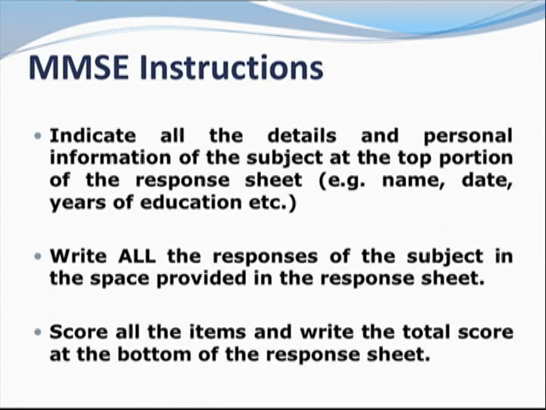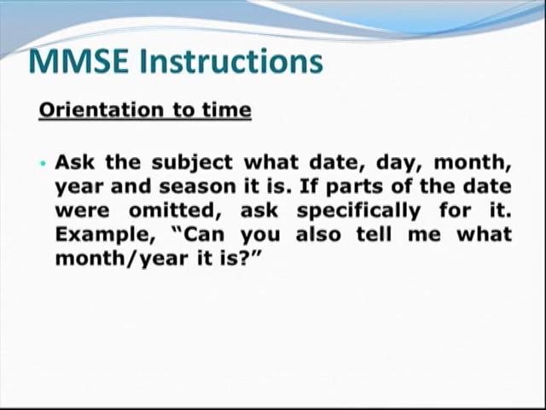All details and personal information of the subject must be written at the top portion of the response sheet. For example, name, date, years of education, etc. Write all the responses of the subject in the space provided in the response sheet. Score all the items and write the total score at the bottom of the response sheet. For the specific instructions, it will be given per domain as follows.